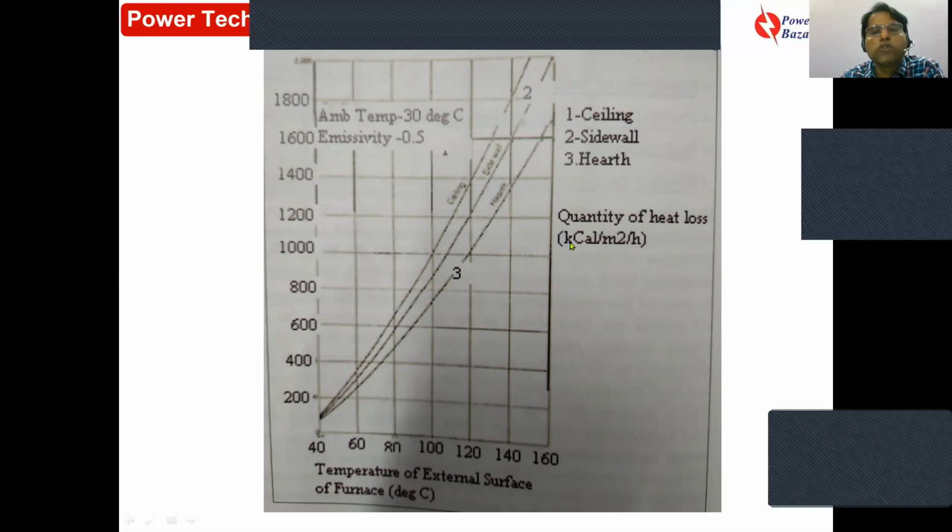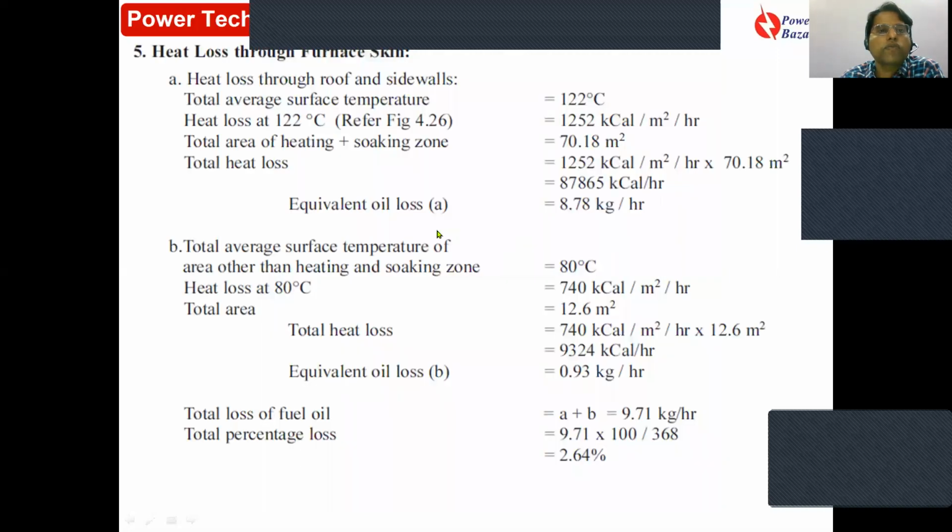So, how to estimate this quantity of heat loss? That can be done from this graph, using the temperature profile of the external surface. Based on the external surface temperature, we can find out the heat loss for all these 1, 2, 3 parameters. Now, how much will the heat loss through roof and sidewall be? It is 120 degrees Celsius, given as the average surface temperature.